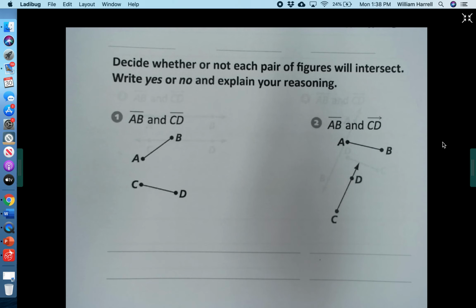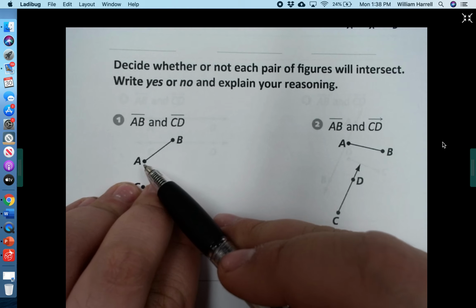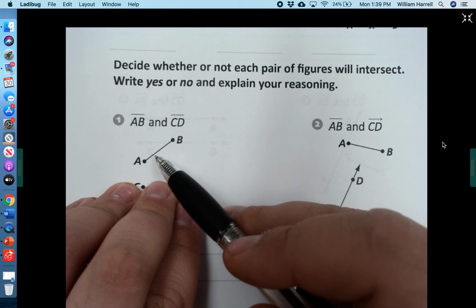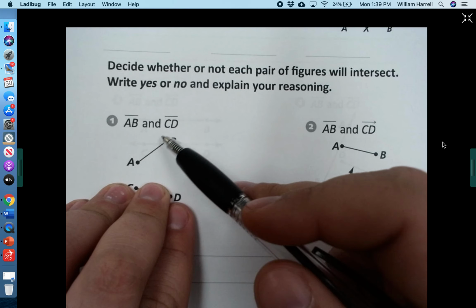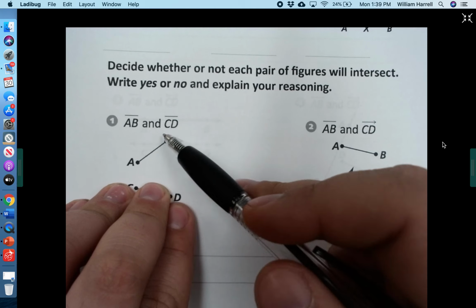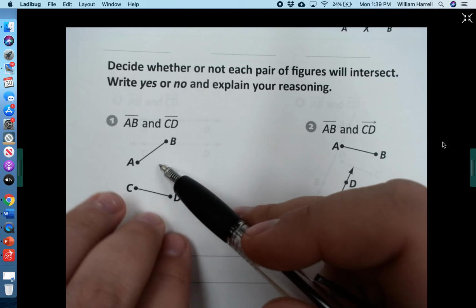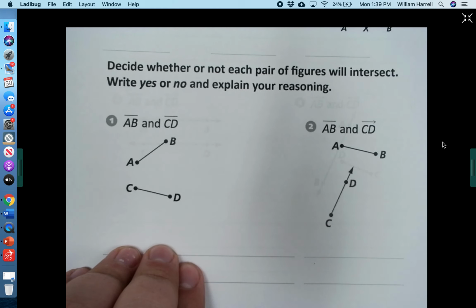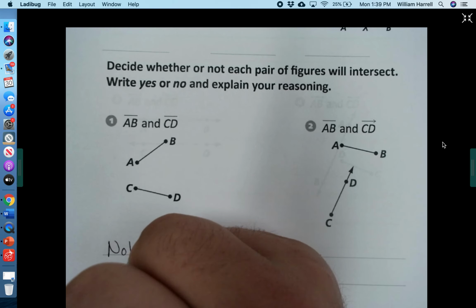And number 1, so if I look at this, first thing I need to ask myself, can I use my imagination to continue on any further this way or any further this way? And my answer is no, because I have ending points. Okay, I don't have an arrow. So I can't add or take away any more than this. Same thing here. I have a point, no arrow. So what I see is what I got. So these are not going to intersect.